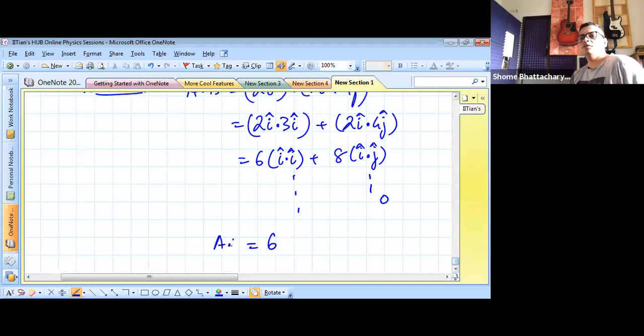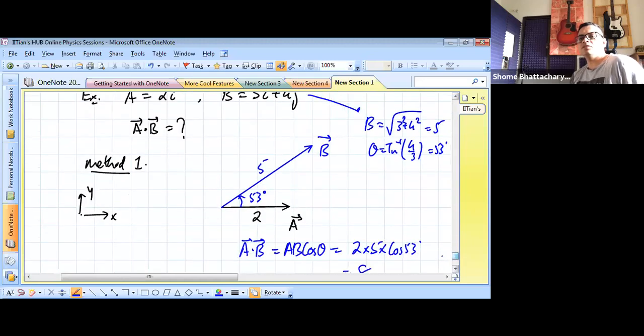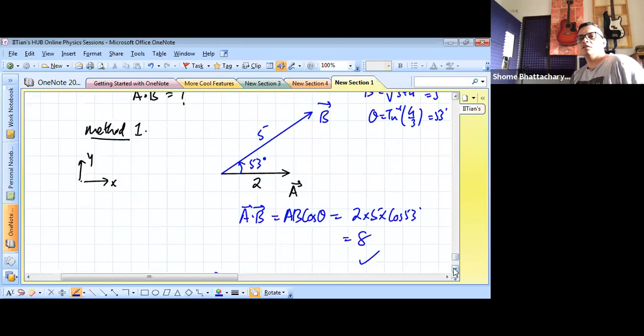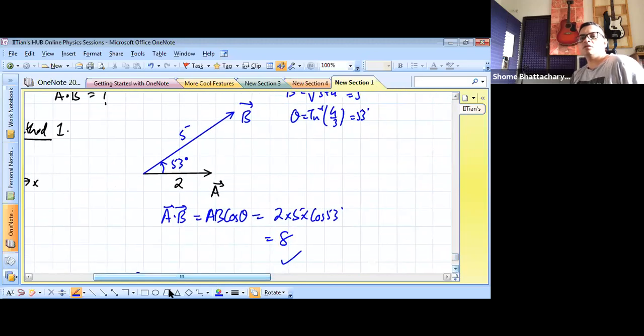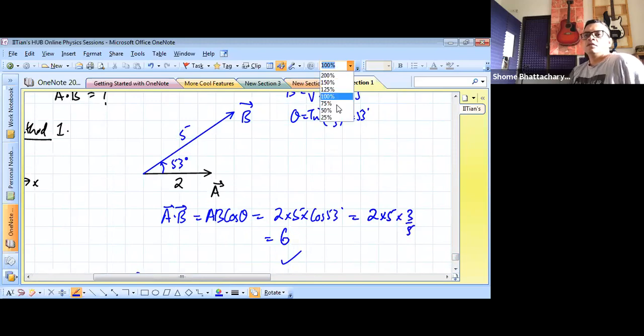So A dot B should be 6. And above also it should be 6. I made a mistake with the value of cos 53. The value of cos 53 is not 0.4, so this will also give us 6. Because this is 2 into 5 into 3 by 5. So, 6, okay. So just make a note of this, people.